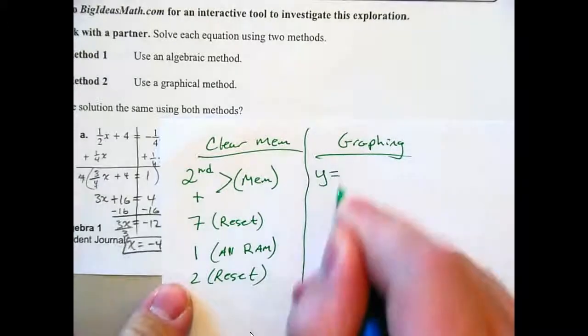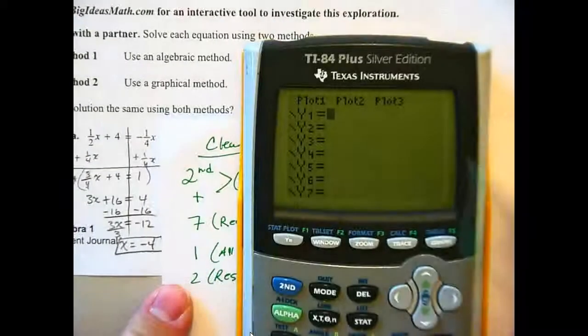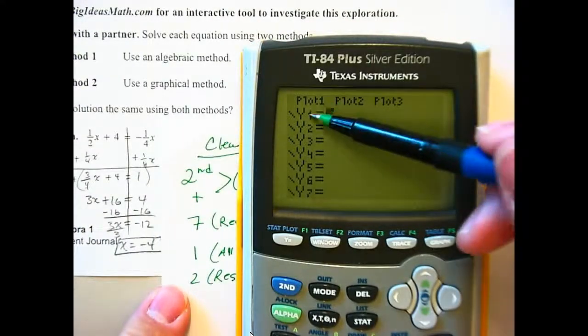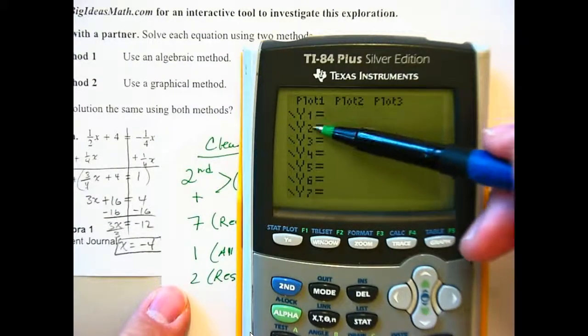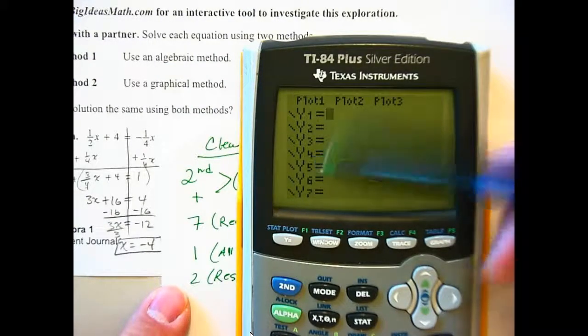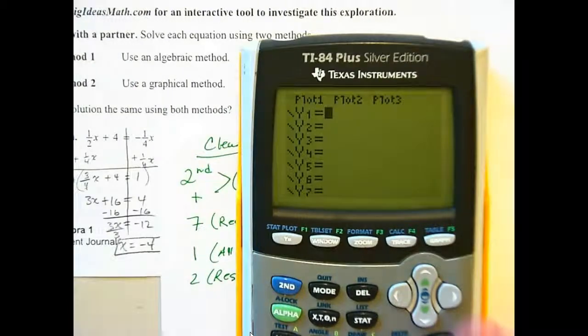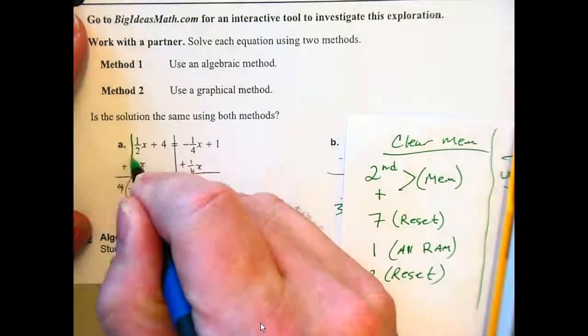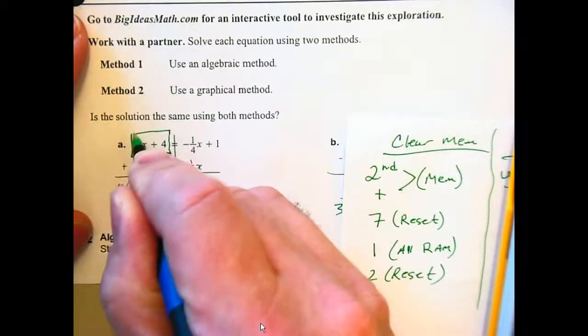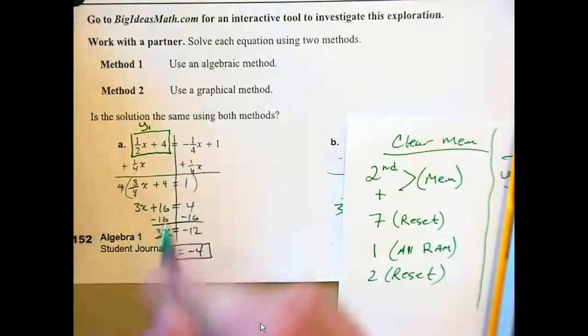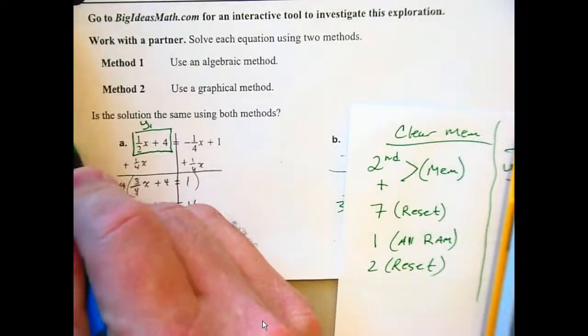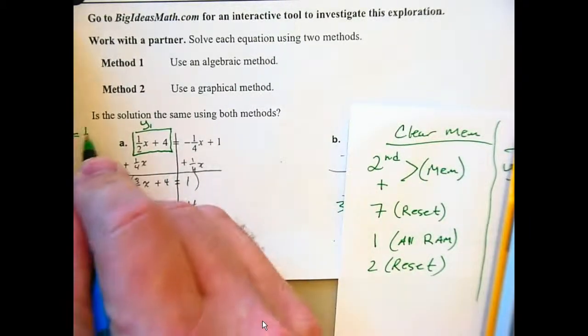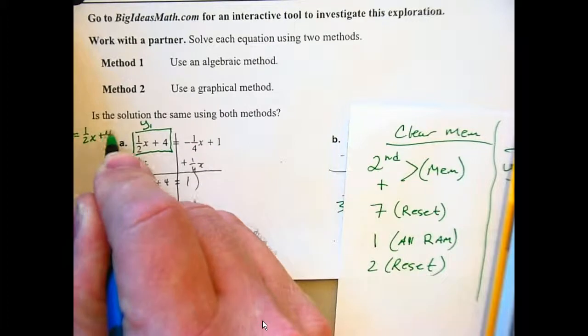When you push the y equals key, it gives you a bunch of places to put in equations. Y sub 1, y sub 2 just means the first, the second, the third, the fourth, the fifth equation, and so on. So what I'm going to do is check this work, or solve it graphically. I am going to call that y sub 1. In other words, that equation is y equals 1/2 x plus 4.